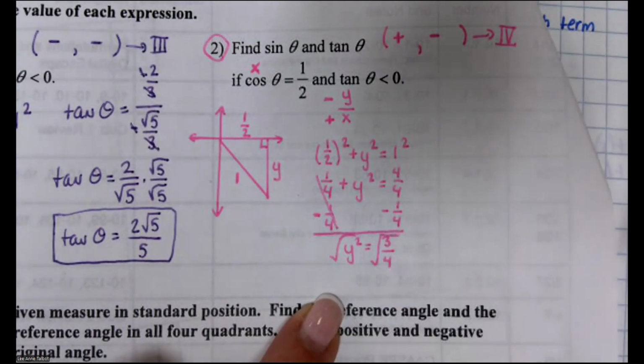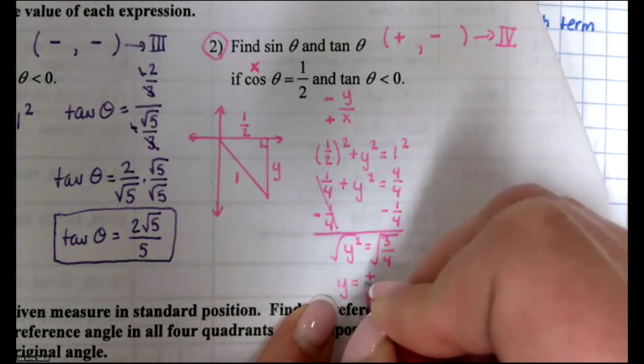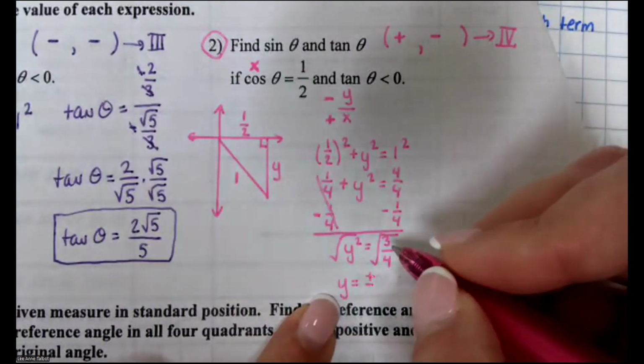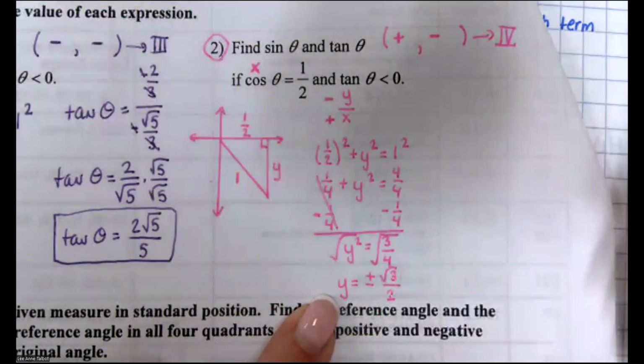Y equals plus or minus. Okay. So square root of 3, square root of 4 is 2.